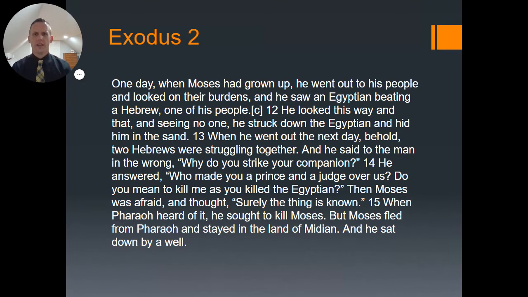He saw an Egyptian. We're not sure who or what sort of Egyptian. He saw an Egyptian beating a Hebrew, one of his people. He looked this way and that, and seeing no one, he struck down the Egyptian and hid him in the sand. So here, Moses does a very Egyptian thing.